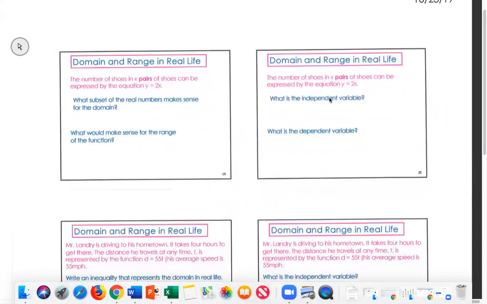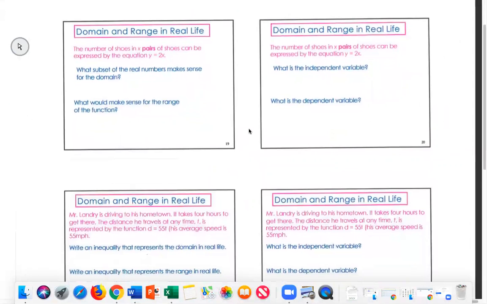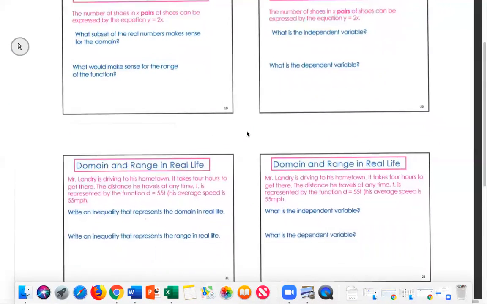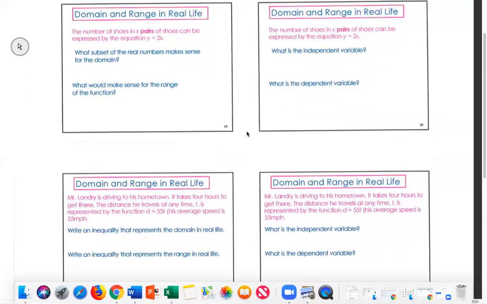All right, so let's look at this. It says domain and range in real life. The number of shoes, X, pairs of shoes can be expressed in the quantity Y equals 2X. All right, so we're just going to skip through this stuff right here because these are just more real life examples. All right, and I want to talk about, let's look at this.